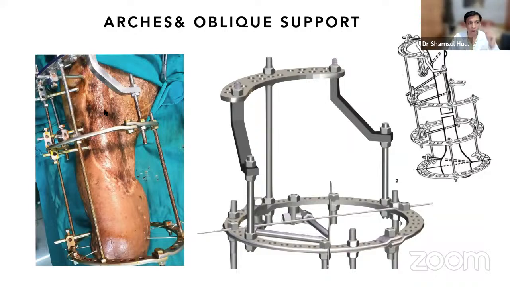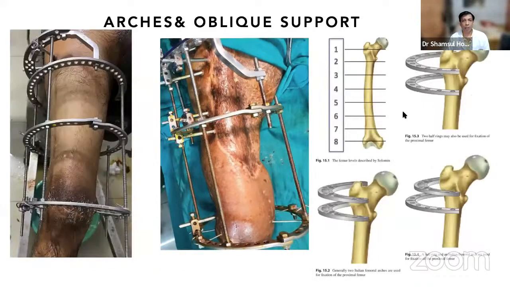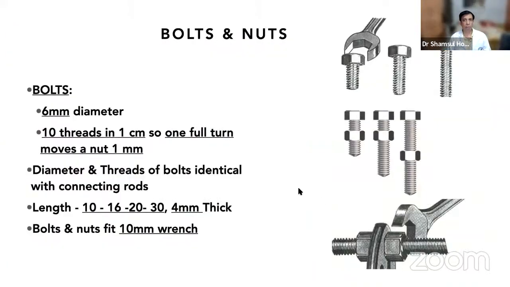So there are different uses of arches and oblique support. This is a typical diagram of an arch and oblique support. This is a diagrammatic use in the femur. Similar photographs for this femur part. You can use two arches like this. Then we have the bolts and the nuts.